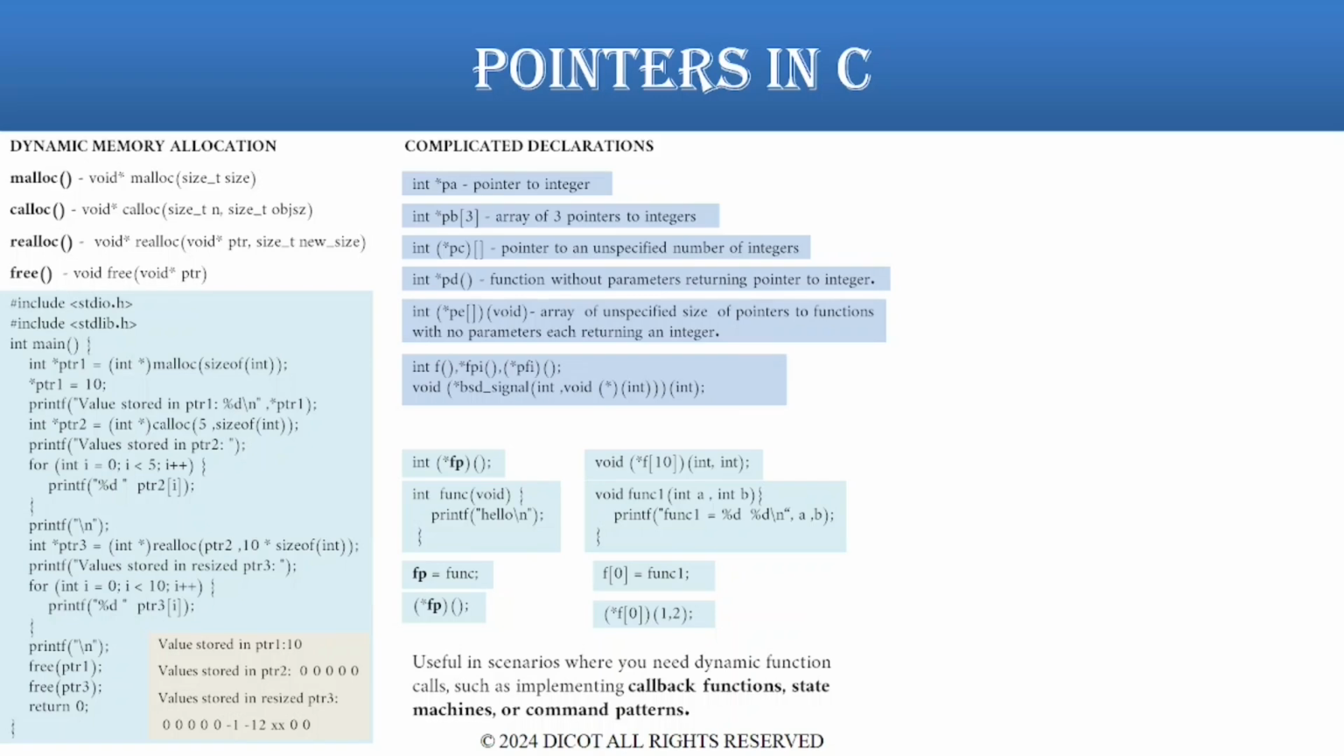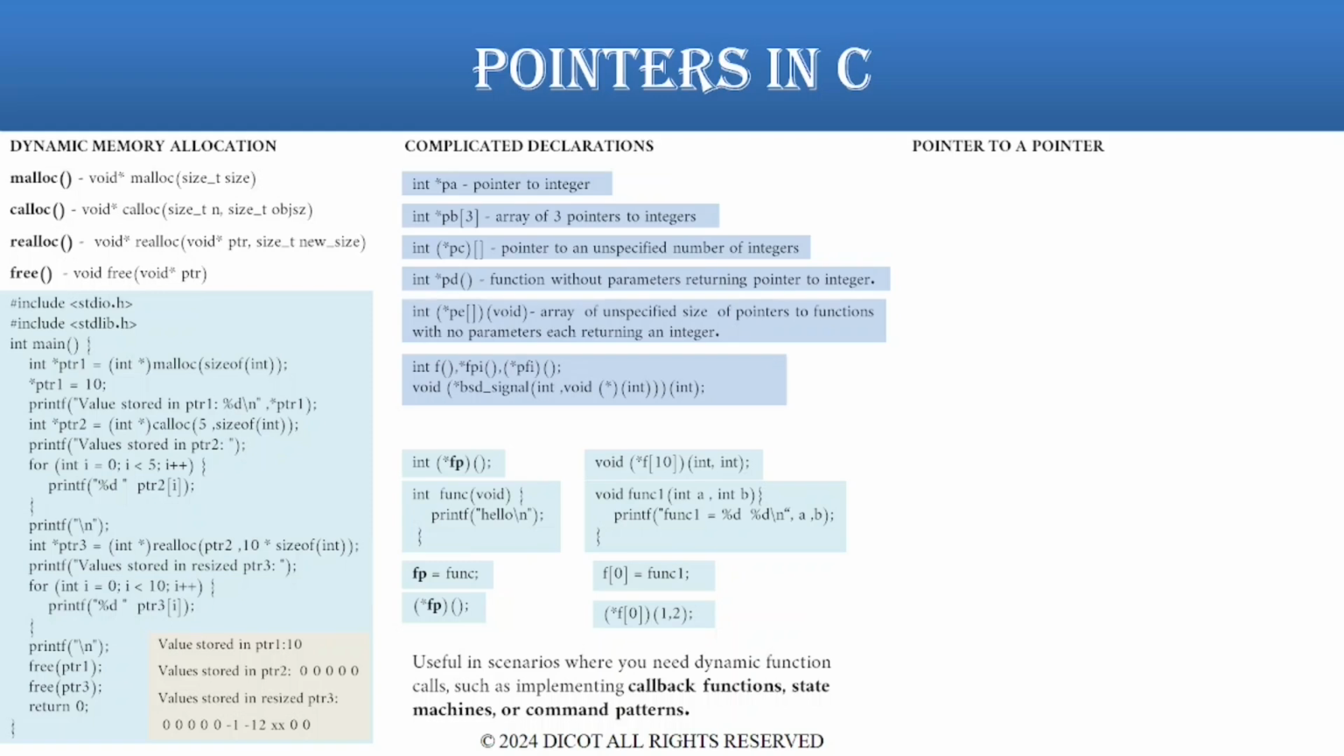Pointer to pointer. Why is pointer to pointer required? A pointer to pointer is essentially a variable that holds the address of another pointer. This construct is useful in several situations, especially when dealing with multidimensional arrays, dynamic memory allocation, and passing pointers to functions.